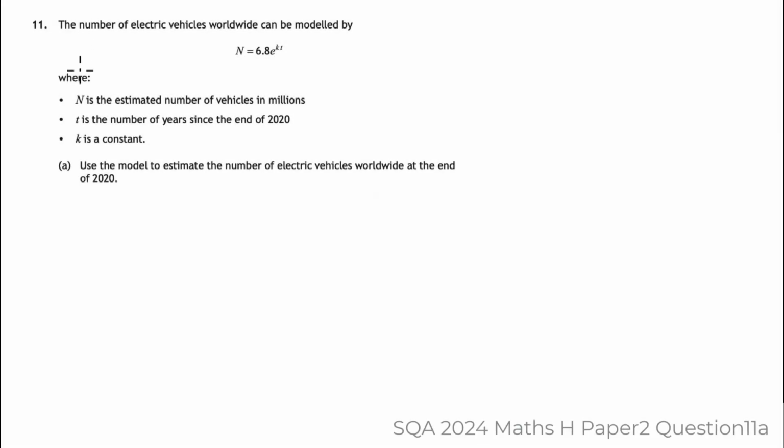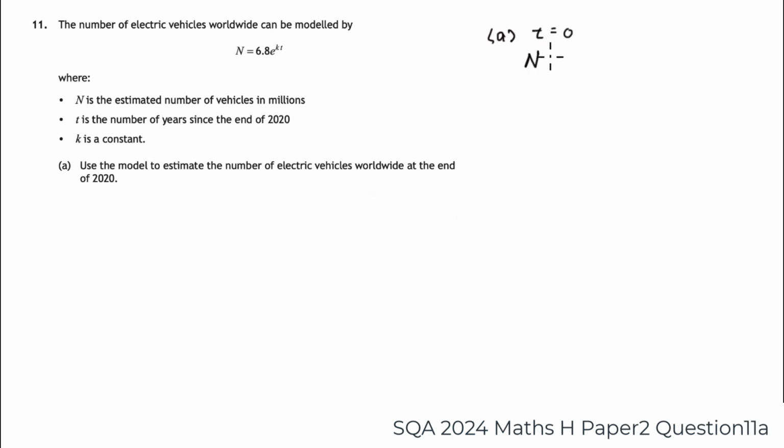Well, here's question 11, and we're told the number of electric vehicles worldwide can be modelled by this formula. N is the number of vehicles in millions, equals 6.8 times e raised to the power kt, and t, we're told, is the number of years since the end of 2020. First off, we have to use this model to estimate the number of electric vehicles worldwide at the end of 2020. Now, at the end of 2020, that's exactly when t is equal to 0. That's when the whole thing starts.